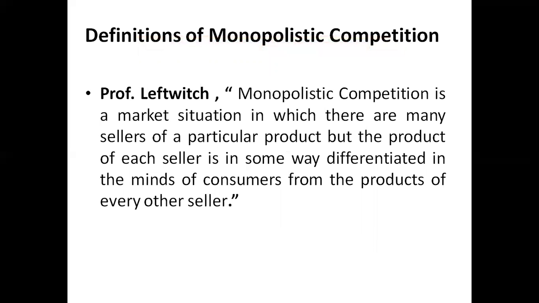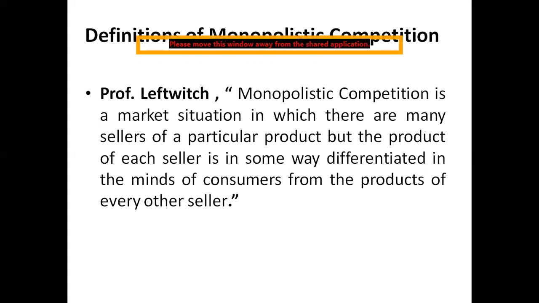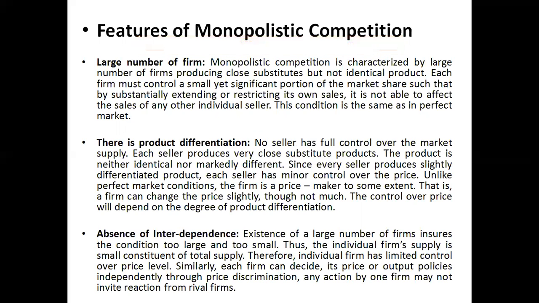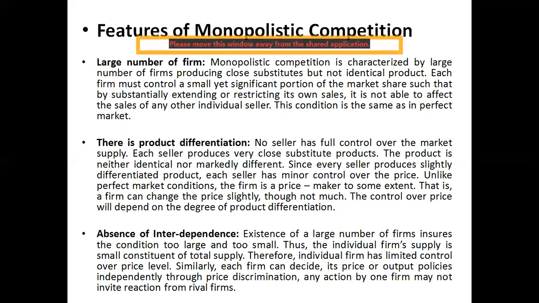Now, monopolistic competition is a market situation in which there are many sellers of a particular product, but the product of each seller is somewhat differentiated in the mind of the consumer from the product of every other seller. The features are: there are a large number of firms, and each firm controls a small yet significant portion of the market share. There is product differentiation. Each seller produces very close substitute products. So the product is neither identical nor entirely different, since every seller produces a slightly differentiated product. Each seller has minor control over price.